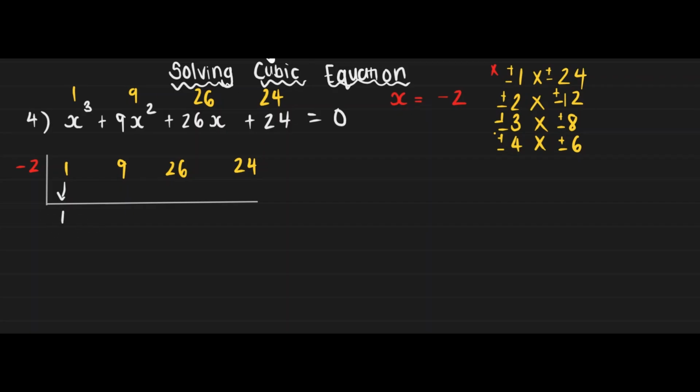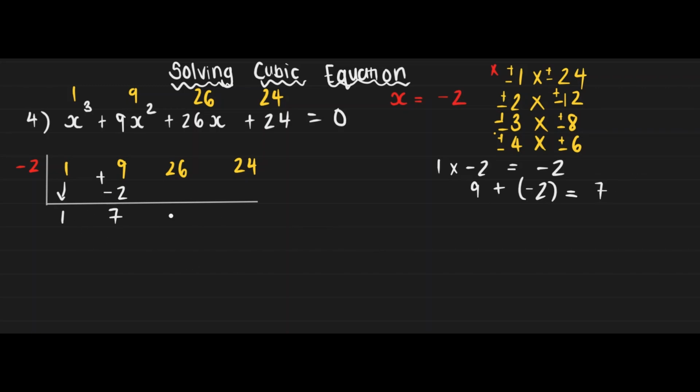Then you're going to say 1 multiplied by -2. It's going to give you what? -2. Then this -2, you're going to write it here. Then you're going to add the two numbers. So you're going to say 9 plus open bracket -2. It's going to give you 7. So the 7, you're going to write down here.